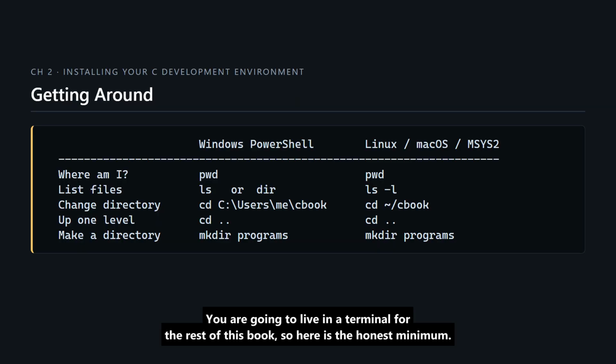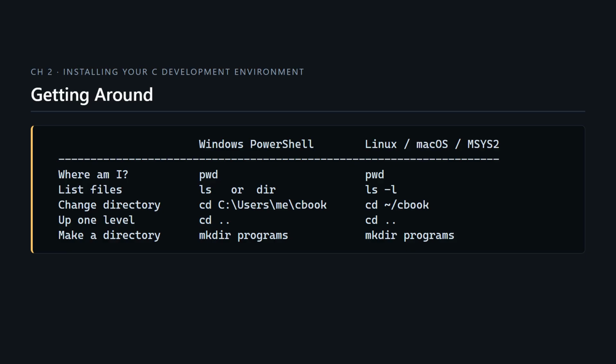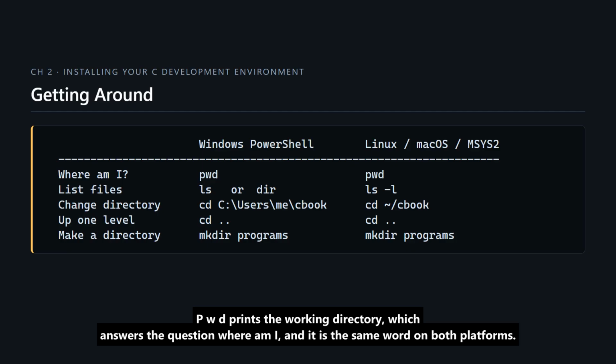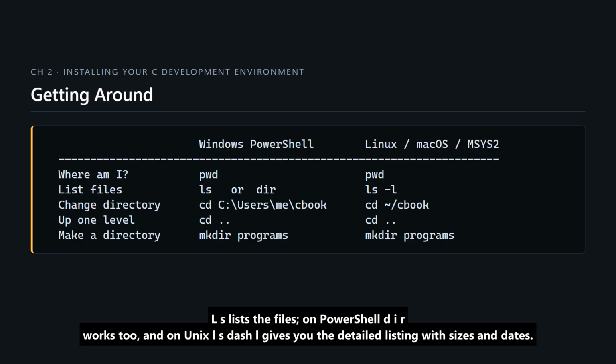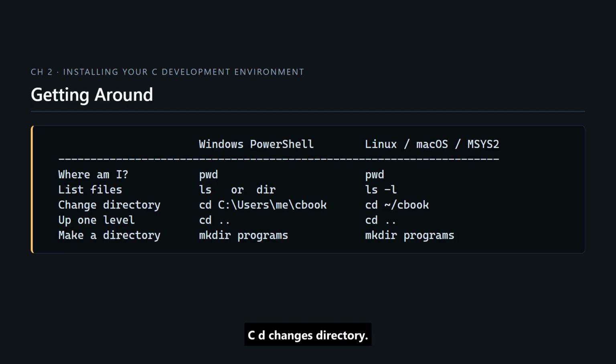You are going to live in a terminal for the rest of this book, so here is the honest minimum. 5 commands get you around. pwd prints the working directory, which answers the question where am I, and it is the same word on both platforms. ls lists the files, on PowerShell dir works too, and on Unix ls -l gives you the detailed listing with sizes and dates.